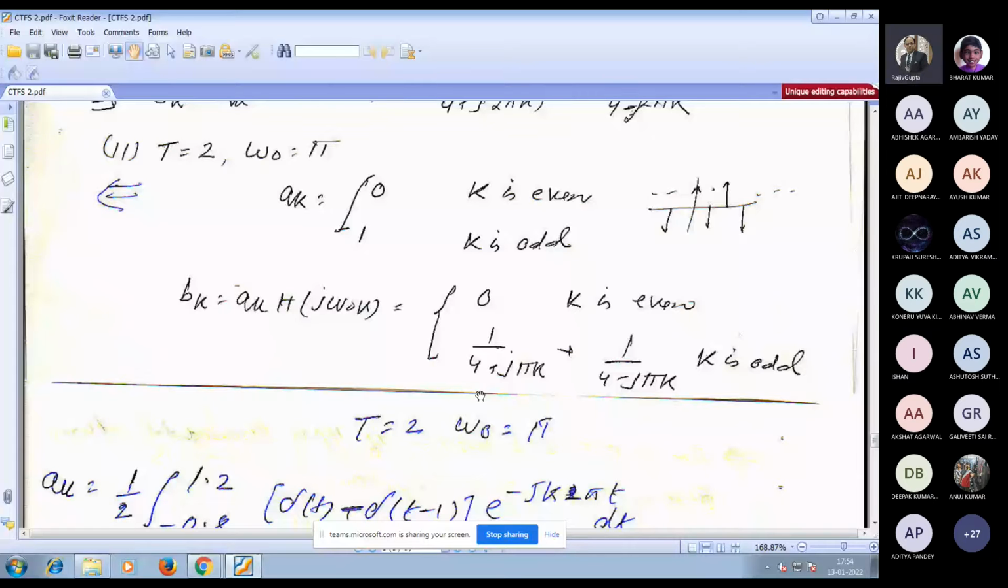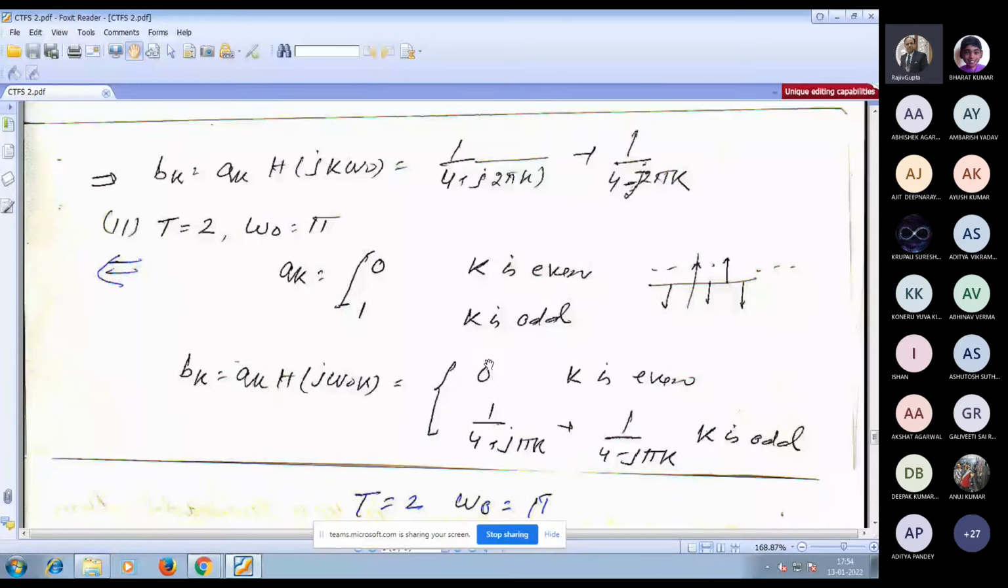ओके, यू जस्ट राइट डाउन द मैथमेटिकल इक्वेशन ऑफ AK। क्या आएगा? कौन लिखेगा? फटाफट लिखो। AK इक्वल्स टू होता है 1/T, 0 to T, x of t e to the power minus j k omega naught t, राइट? तो टाइम पीरियड कितना है? 2, सो इट विल बी 1/2, 0 to 2 x of t। आपको पता है, x of t कितना है? कौन बताएगा x of t कितना है?